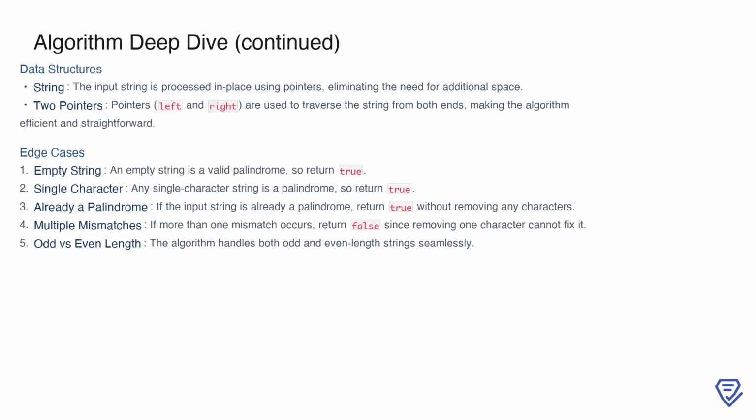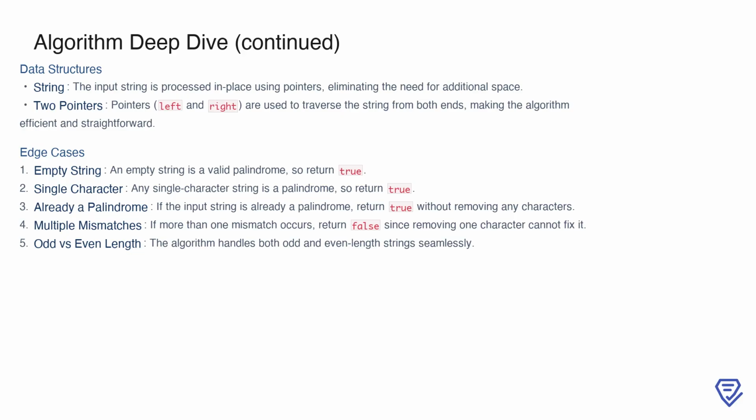The string is processed in place using the two pointers, which traverse the string from both ends, eliminating the need for additional data structures. Several edge cases must be considered to ensure correctness. For example, an empty string is considered a valid palindrome, so we return true. Similarly, a single character string is always a palindrome. If the input string is already a palindrome, we can return true immediately without any removals. However, if there are multiple mismatches, removing just one character won't suffice, and we return false.